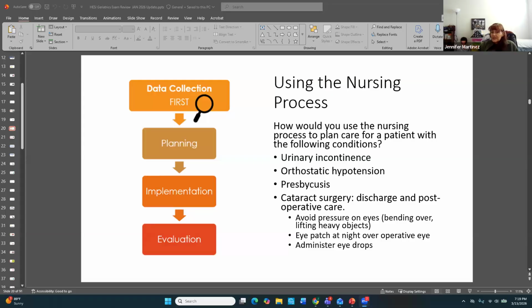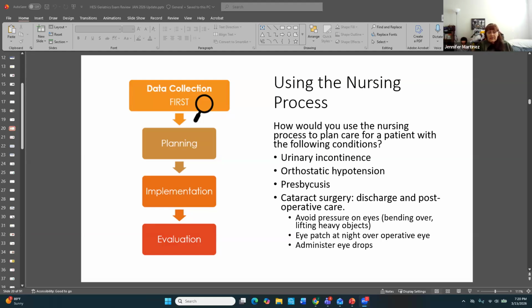So things that we can do, right? Getting them up out of bed, sit them up, have them dangle their feet over the side of the bed for a few minutes until their blood pressure stabilizes. Same thing when standing, right? We don't want to jump them up and have them stand. Have them stand for a few minutes before they start moving around.